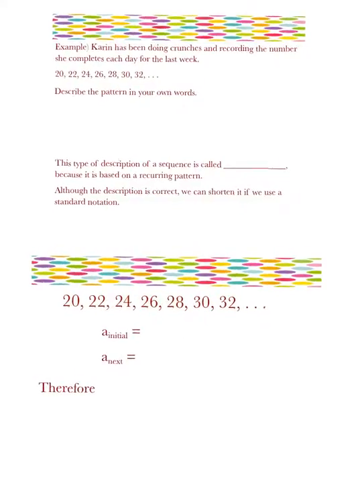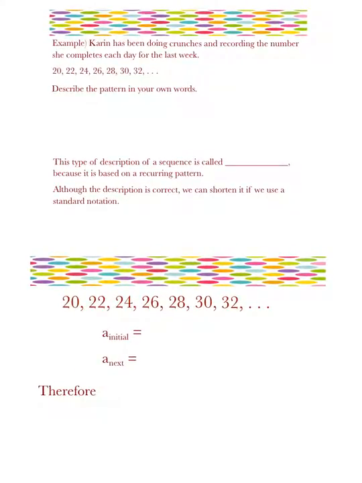All right, so let's look at an example. It says, Karen has been doing crunches and recording the numbers she completes each day for the last week. So here, since the first term is 20, that means on the first day, she does 20, second day 22, third day 24, and so forth. So describe the pattern in your own words. As I'm looking at these values, I can see that each term is 2 more than the previous term.